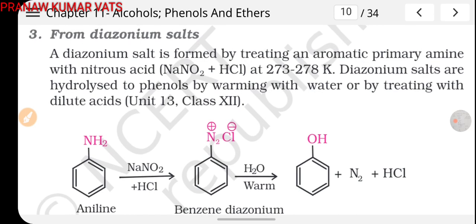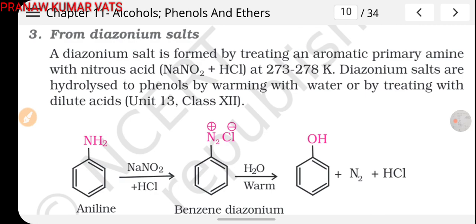Next one is from benzene diazonium salts. Diazonium salt is prepared by treating aniline with NaNO2 and HCl, also known as mineral acid. It results in formation of nitrous acid HNO2, and this nitrous acid is highly unstable and highly reactive. That's why NaNO2 and HCl is used, so that it could be used immediately. We cannot store HNO2 or nitrous acid due to unstable behavior of this compound.